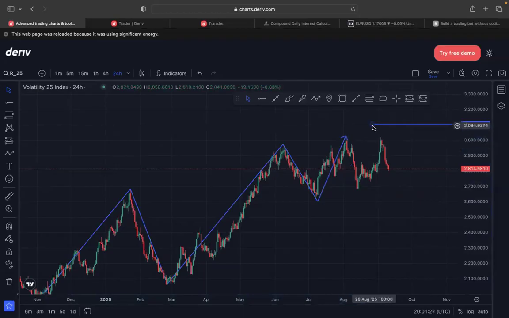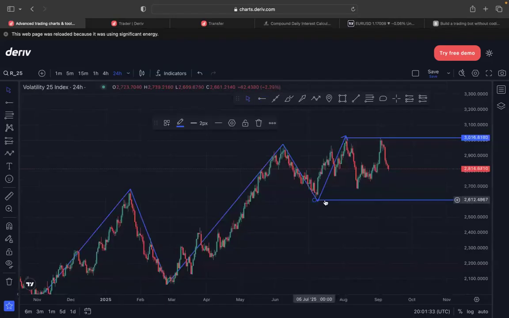Like this. Everything inside here, as long as this one has not been broken, this is our point of interest, as you can see. All right. That there is our point of interest, as you can see. Everything happening in here is internal structure.